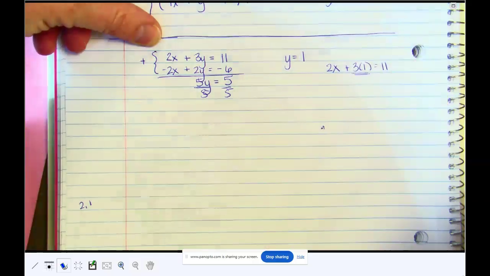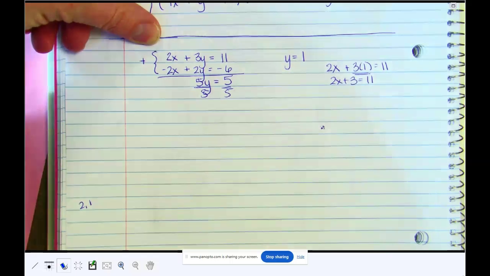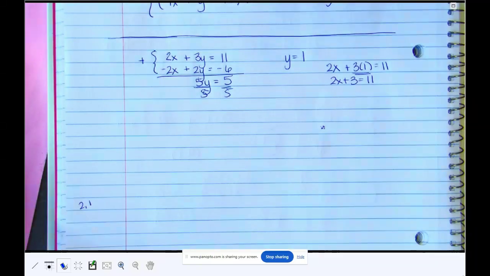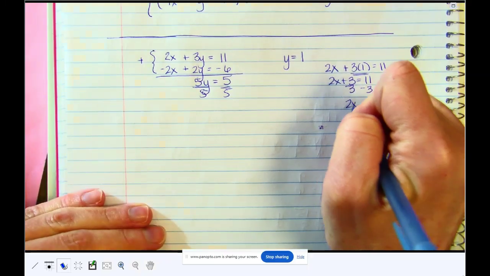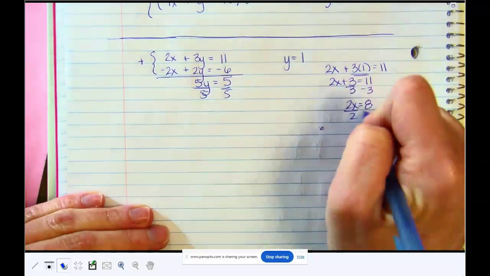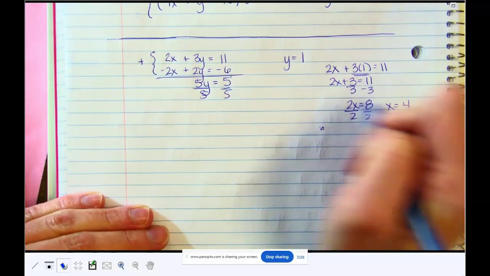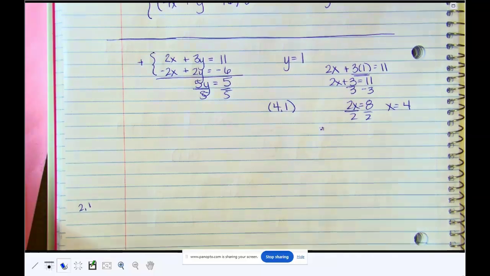Okay, so we multiply here. What's 3 times 1? Okay, now we have a 2-step equation. So if you're doing your substitution correctly, you will have a 1-step equation to solve and then a 2-step equation to solve. Okay, so what do we do here? So we have 2x equals 8. 11 minus 3 is 8. And then what? So x is equal to 4. So last thing, we write our answers as coordinate points, 4, 1. Make sure you put your x first, not your y.